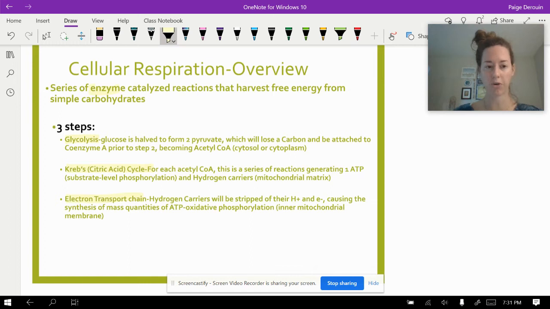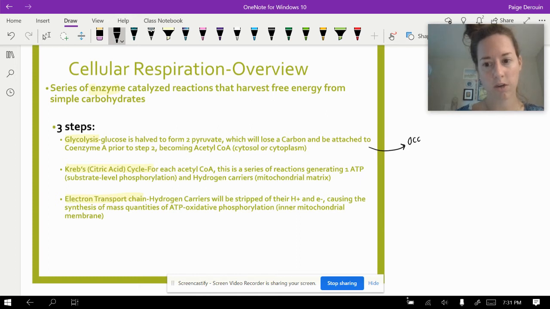The first part, though, glycolysis, does not happen in the mitochondria. It happens in the cytoplasm. We'll see this in a picture in just a second, but I'm going to write it down for those of you who are like into words. We'll say this occurs in cytoplasm.